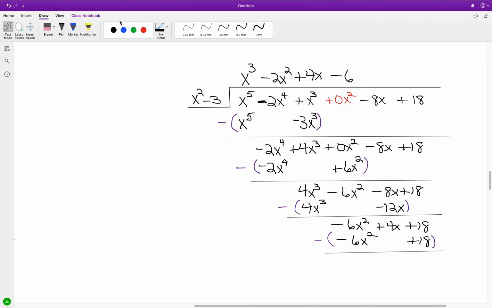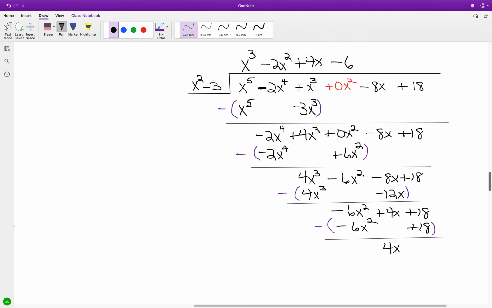And so with subtracting, we have 4x, and I cannot take x squared minus 3 directly into 4x. So with the resulting expression, we have for the quotient x cubed minus 2x squared plus 4x minus 6. And for the 4x, that is going to be the remainder.